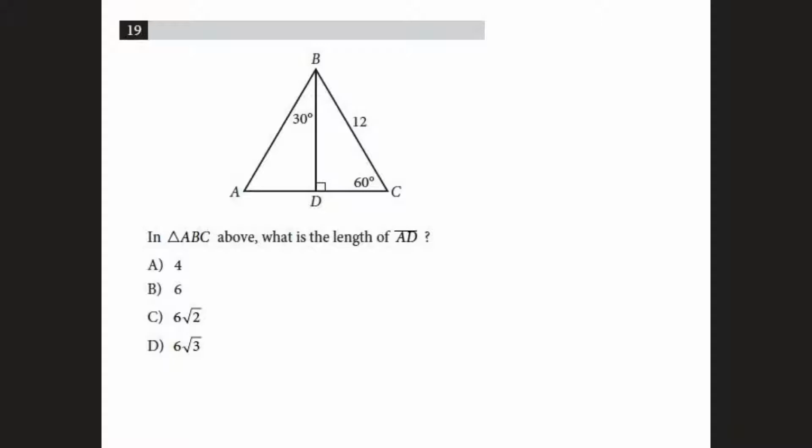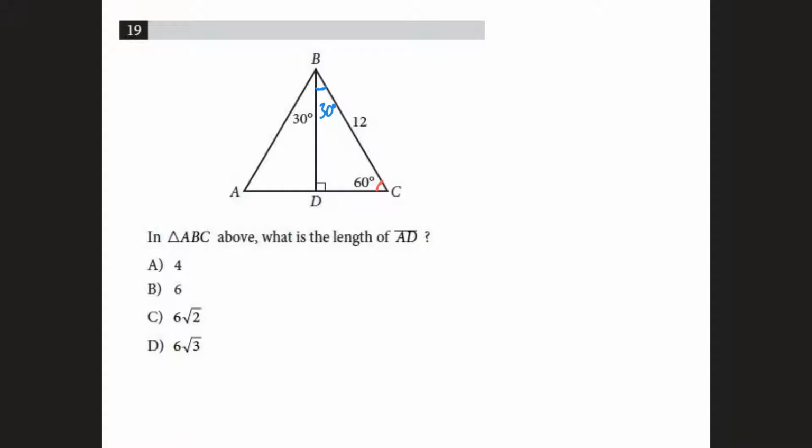We have a triangle here, and we know that ABC above is split into two halves. Now if this angle in the bottom right here is 60, then we know that this angle up here must be 30. Must be 30 because they have to add up to 180. 30 plus 60 plus 90.